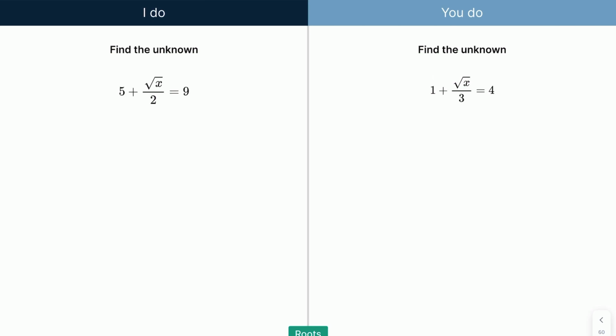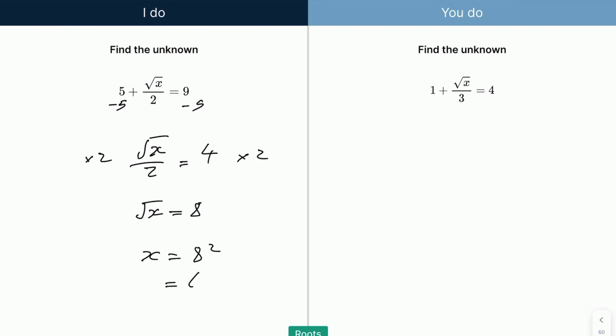So looking at this, we can again, to make life as easy as possible, get rid of the 5 first. So that becomes square root x over 2 is equal to 4. Now I can multiply each side by 2 to get rid of the 2 in the denominator. And then finally, to get the x on its own, the opposite of square root is square, so that becomes 64.